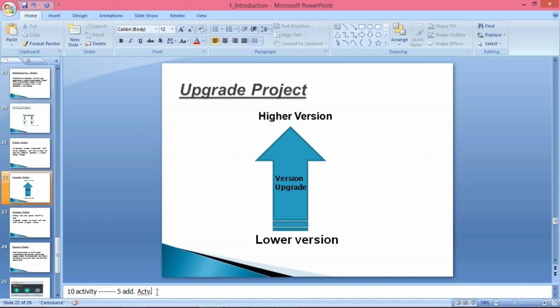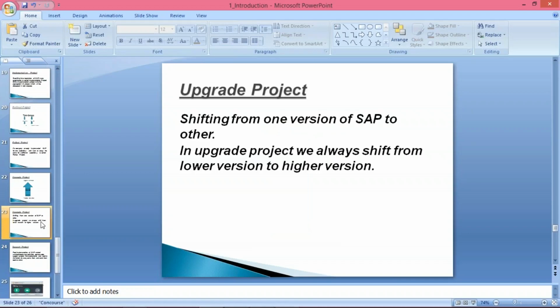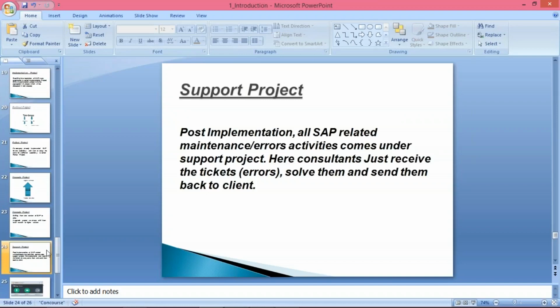Now, in the simplest way, I'll not go into that much detail right now because we are in theoretical explanations. So in an upgrade project, what is happening? We are going to upgrade the version, and it will always be from a lower version to a higher version. Look here, the definition of upgrade project is shifting from one version of SAP to another. We always shift from lower version to higher version. Now we have the last one. The last one is the support project.